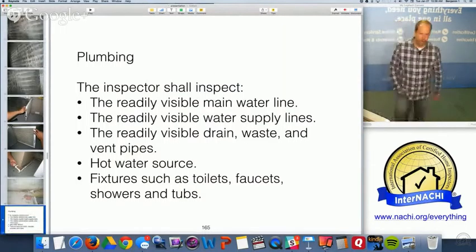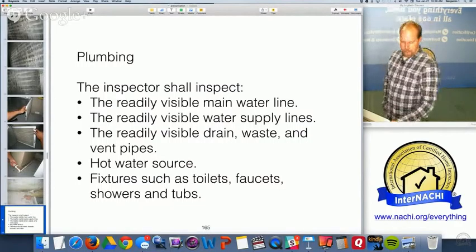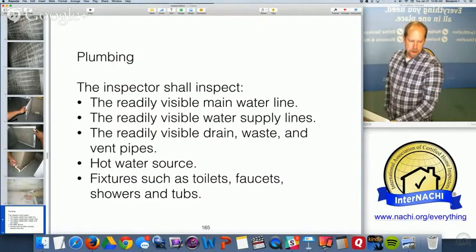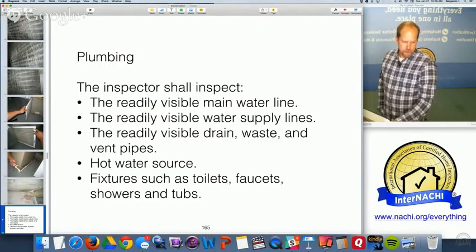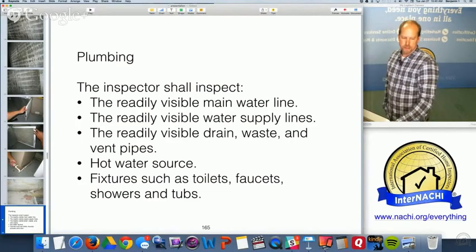The plumbing system needs to be inspected. It's kind of like a home inspection, right? Sampling is just a small part of doing a mold inspection. So we have to inspect anything with water, essentially, right? Main water supply lines, drain lines, hot water source, toilets, tubs, faucets.